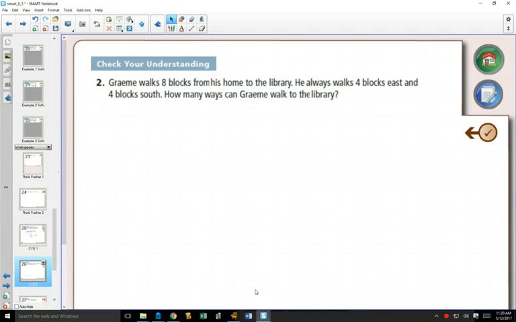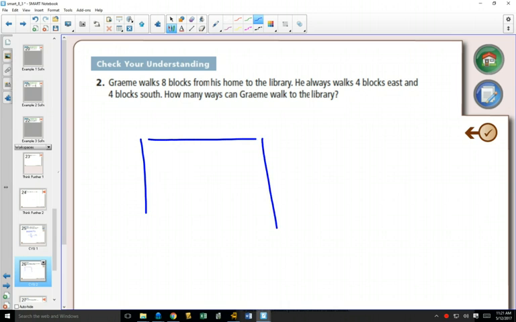Graham walks 8 blocks from his home to the library. He always walks 4 blocks east and 4 blocks south. So we're going to draw a diagram, a city grid of this.